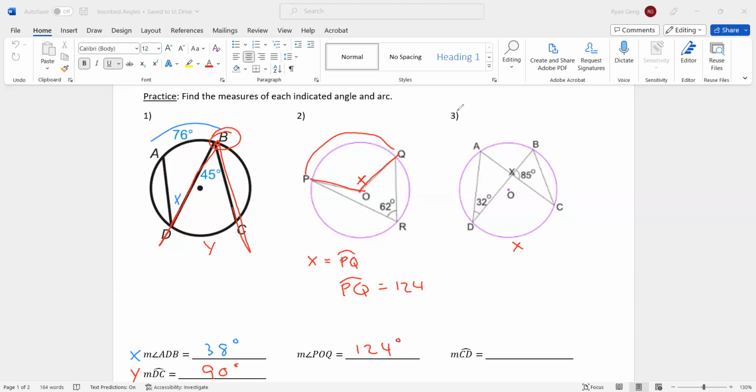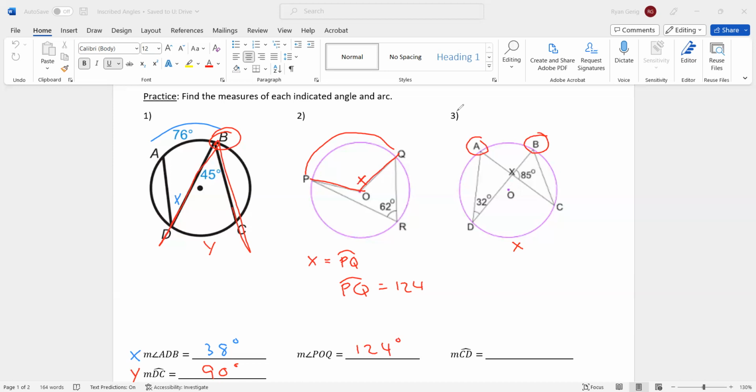But what I see here is that CD is the intercepted arc for both angle A and angle B. So if I could find either angle A or angle B, then I would have enough information to find arc CD. Well, I've been given 85. I don't know what angle C is. I also don't know what angle B is, and there's really not a way to figure that out. I have that 32 degrees down there for angle D.